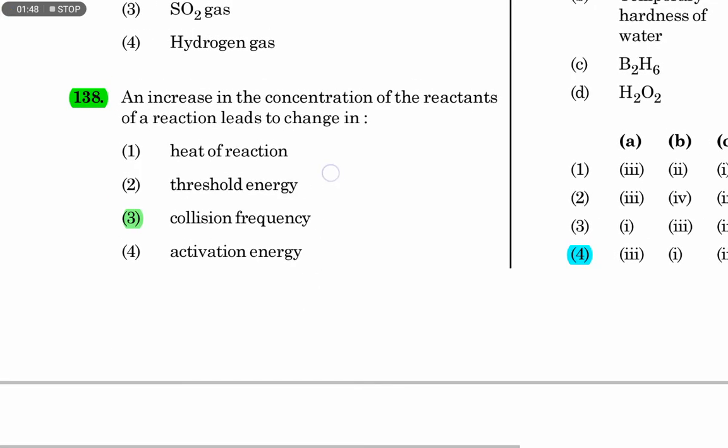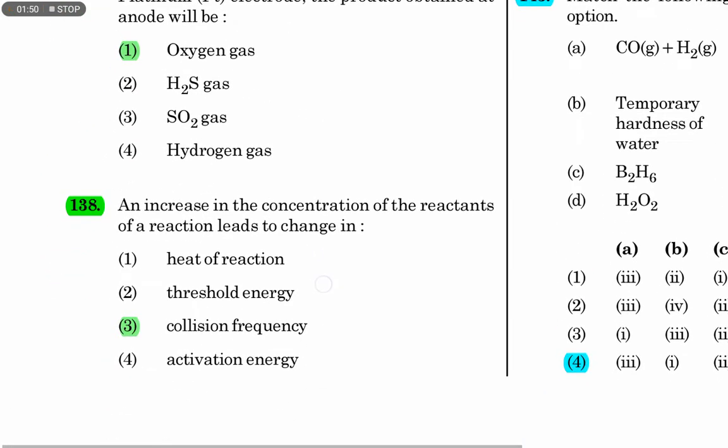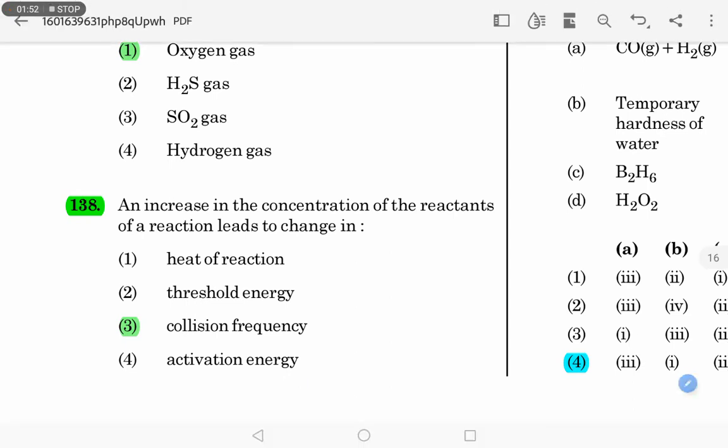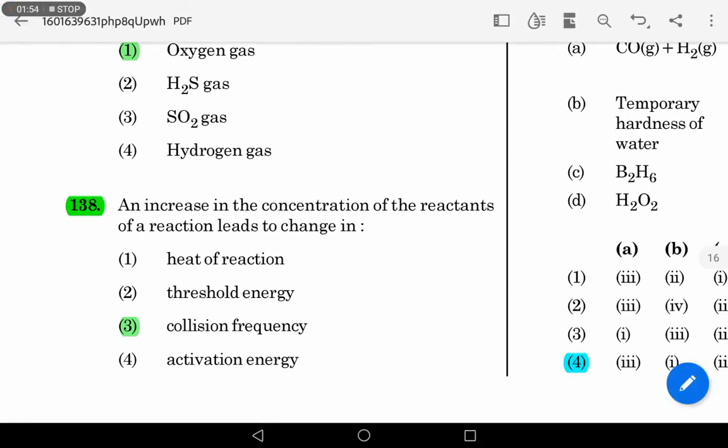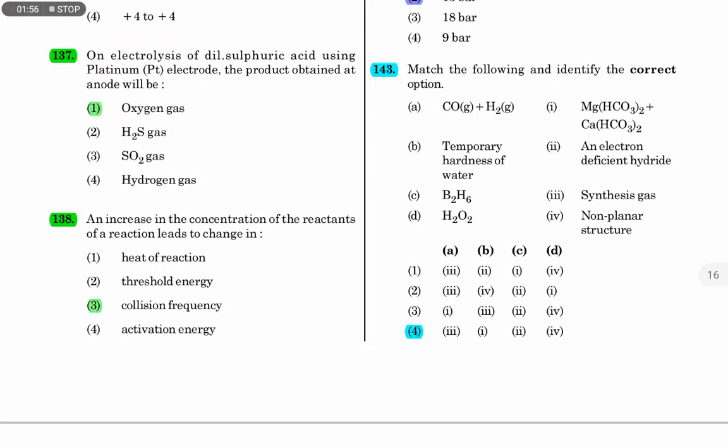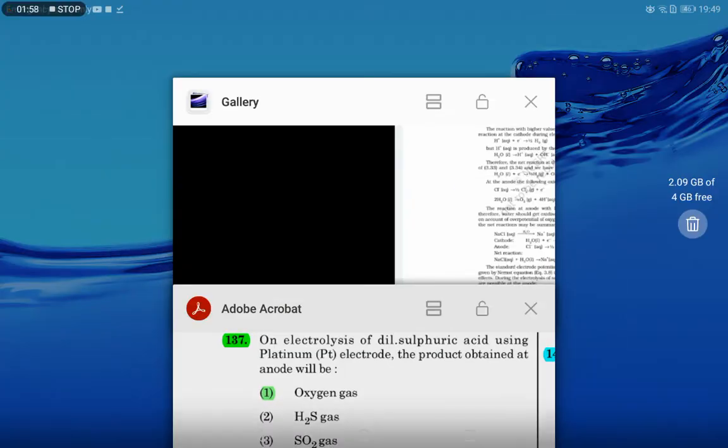So threshold energy makes no sense because it is going to remain constant. Activation energy will remain constant. Heat of reaction is not going to increase with increase in concentration of reactant.